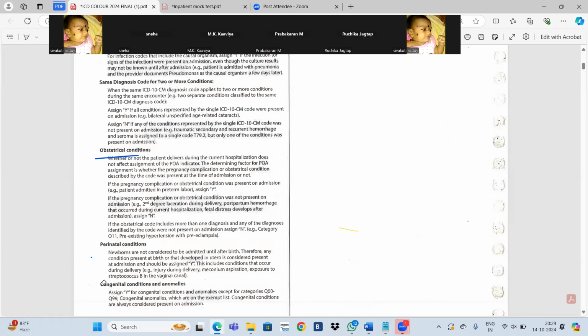Congenital conditions. Congenital means genetic disorder. By birth, the condition will develop and stay throughout life, like genetic disorders. So congenital conditions also get Y indicator. Clear?